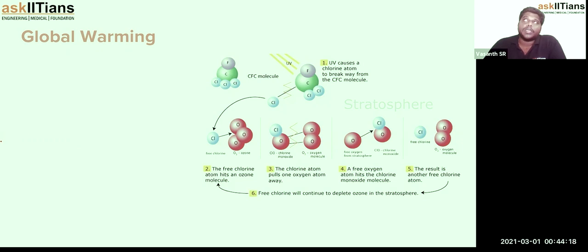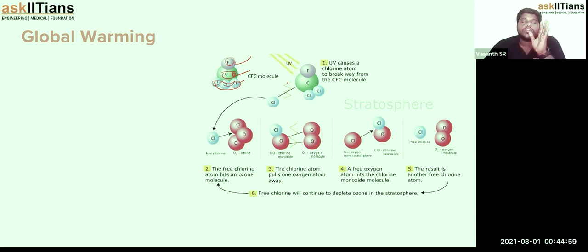So there are certain types of gases called chlorofluorocarbon. So this is called chloro, fluoro, and carbon over here. So Cl is chlorine, F is fluorine, and C is the carbon molecule. So CFC, chlorofluorocarbon, upon striking a UV ray, breaks up, and one chlorine atom from the CFC will be released.